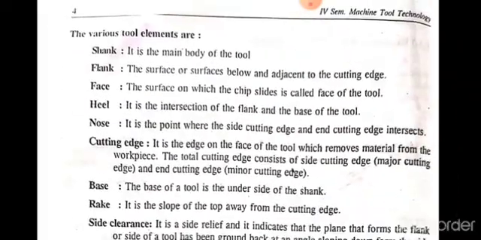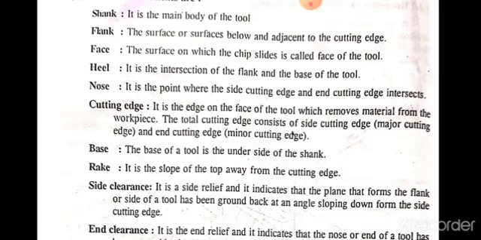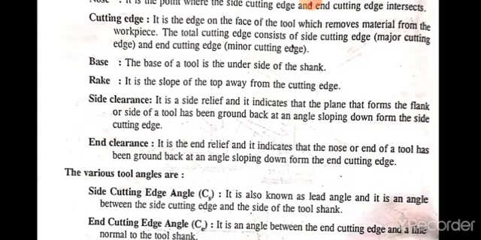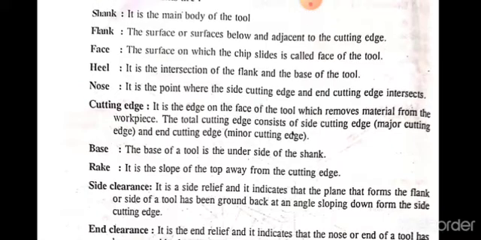Then the cutting edge is over, the base is over. Rake: what is rake? It is the slope of the top surface away from the cutting edge. A slight clearance angle is required to let the chips flow away easily. The end clearance angle indicates the nose or end of the tool. Like this, remember at least 4 or 5 terms, and remember the diagram.